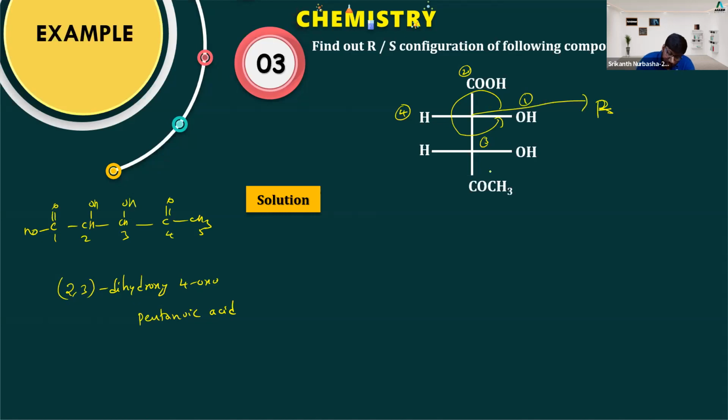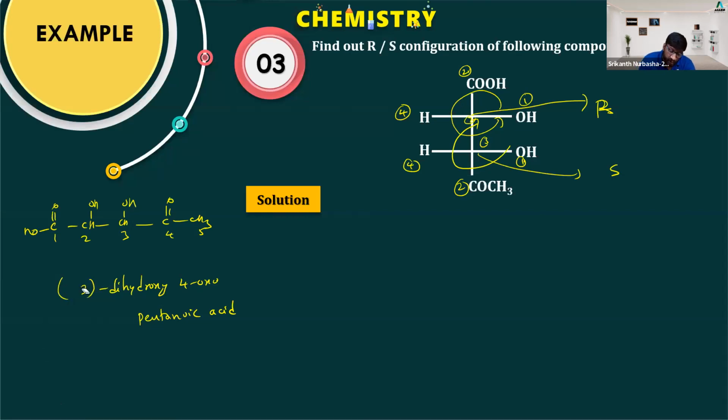What about this position? The fourth priority is again on the horizontal. C double bond O means COOH, so that is the second priority, and this should be the third priority. So 1 to 2, 2 to 3, how are we going? Clockwise direction. Clockwise means R, but it should be reversed, so S. So this is 2R, 3S.